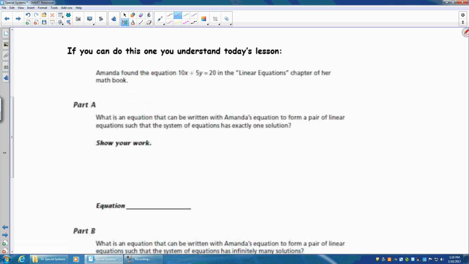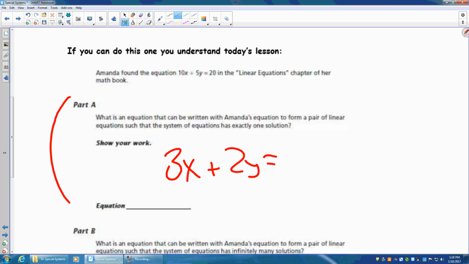So Amanda found this equation in the equations chapter of her math book. What is an equation that can be written with Amanda's equation to form a pair of linear equations so it has exactly one solution? The only thing that you could not put for part A is going to be something that's a multiple of 10 and 5. So as long as you have like 3x plus 2y equals anything, 7, you're fine. The only thing you can't have is something like 20x plus 10y is equal to 40, or even something other than 40, okay?